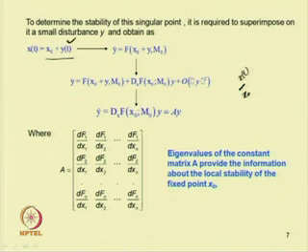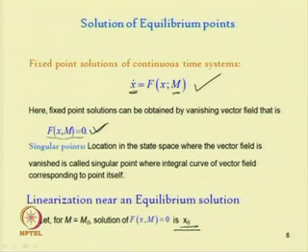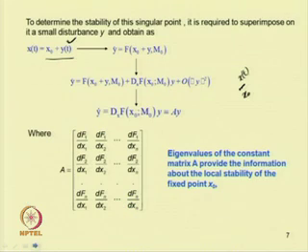Taking y(t) as the small perturbation, the previous equation x dot equal to f(x, mu) becomes y dot equal to f(x 0 plus y, mu). Now expanding this using a Taylor series, y dot will be equal to f(x 0, mu 0) plus the first derivative of f with respect to x at (x 0, mu 0) times y, neglecting the higher order terms.